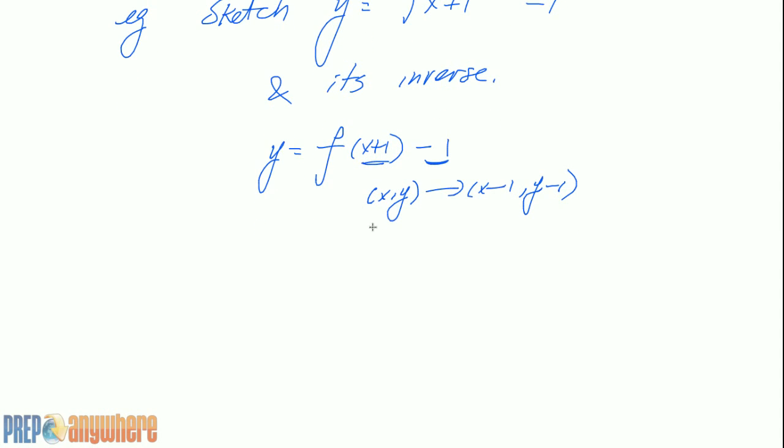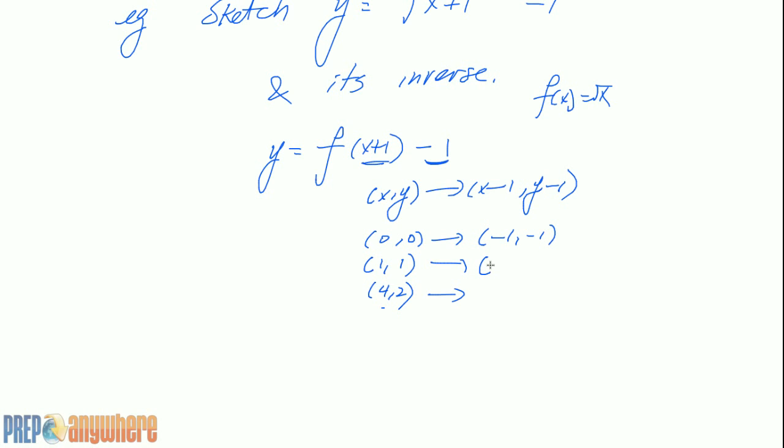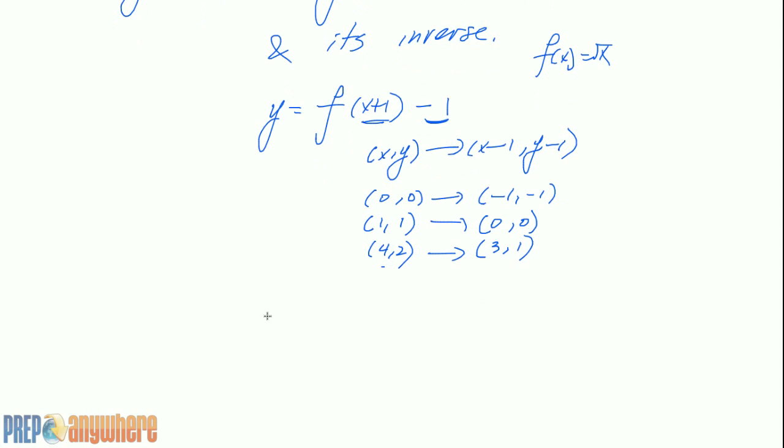Now, the points in the original function of root of x, the ones that we used were 0, 0, 1, 1. What's the next perfect square after 1? 4, 2, right? That's a perfect square, so the square root that you get is 2. So they become negative 1, negative 1, 0, 0, 3, 1.